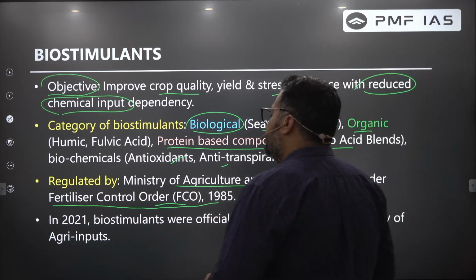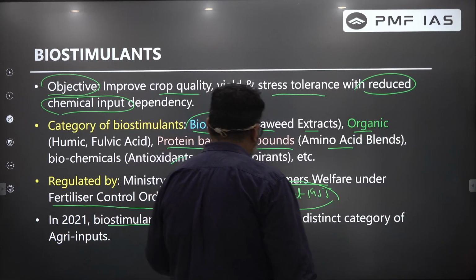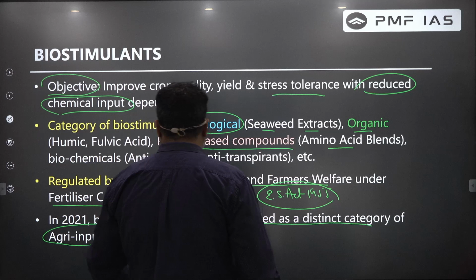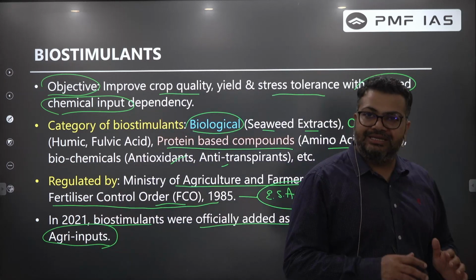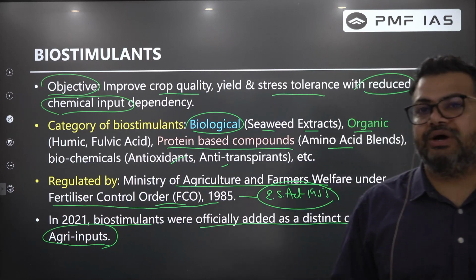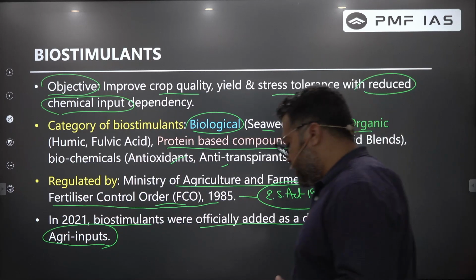In 2021 itself, biostimulants were officially added in the distinct category of the agri inputs. So in 2021, they have been distinctively added into the agricultural inputs. I hope all of you guys are able to understand about biostimulants.